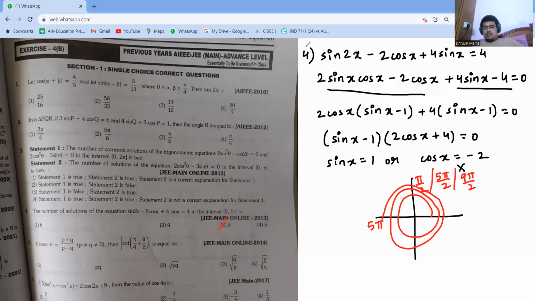If cosec theta is equal to p plus q upon p minus q, we have to find the mod of cot of pi by 4 plus theta by 2. So tell me, guys, which formula do you think we should use?